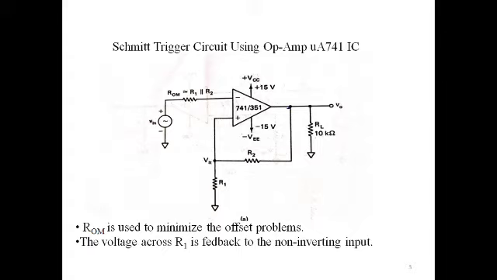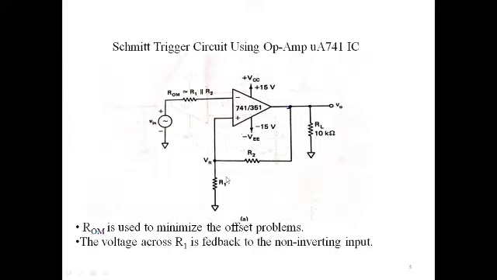In this figure, the lower threshold voltage and upper threshold voltage are obtained by using the voltage divider, that is with the help of the resistors R1 and R2, where the voltage across R1 is fed back to the non-inverting input. The voltage across R1 is usually a variable reference threshold voltage that depends on the value and polarity.